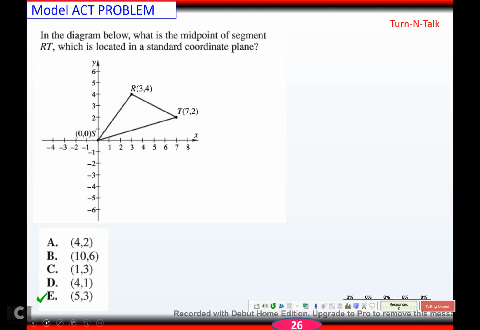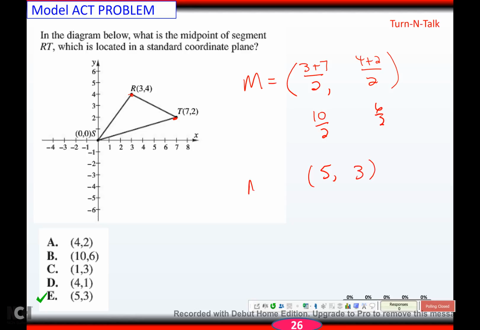And hopefully you got 5, 3. It says, in the diagram below, what is the midpoint of segment RT? So they want the midpoint of those. Well, your midpoint is the average of your x's. So 3 plus 7 over 2. And the average of your y coordinates. 4 plus 2 over 2. That gives me 10 over 2, which gives me 5. That gives me 6 over 2, which gives me 3. So there's my midpoint. 5, 3. Okay.